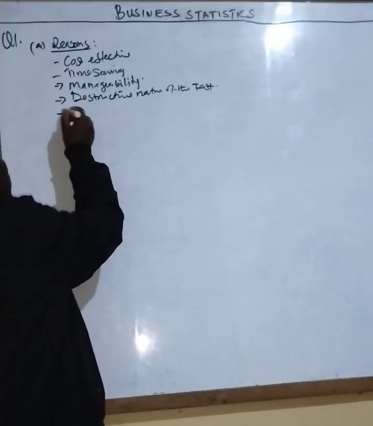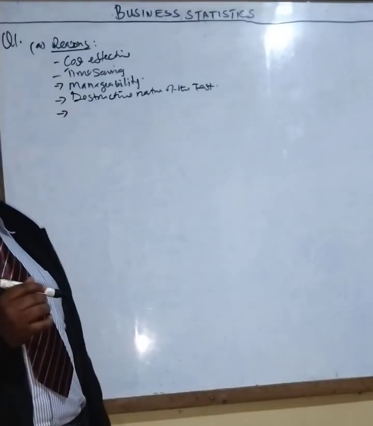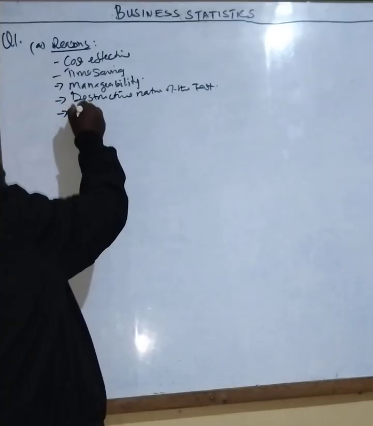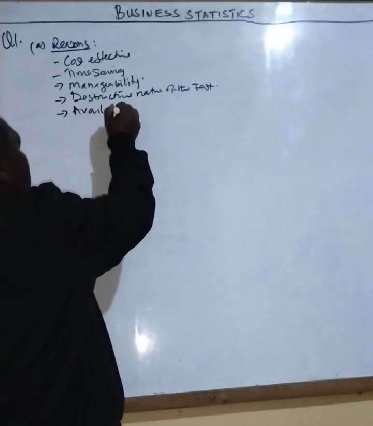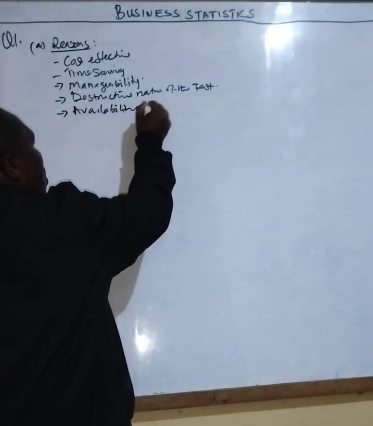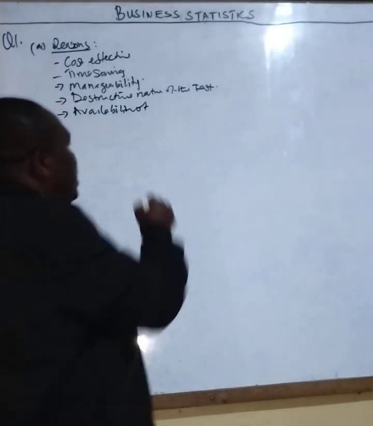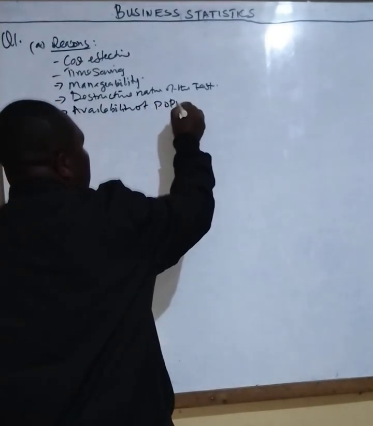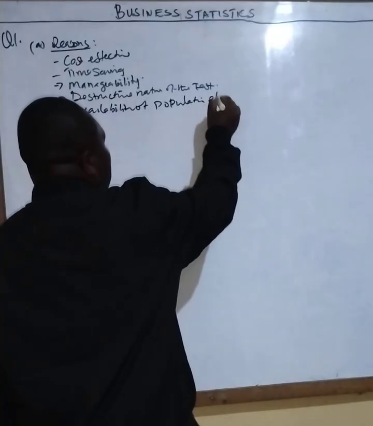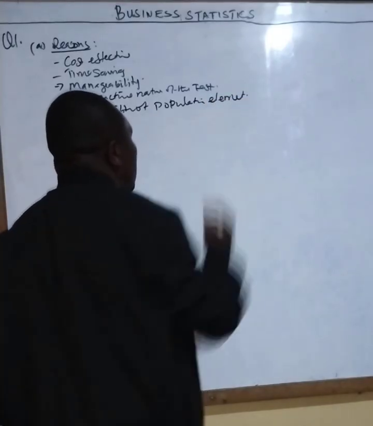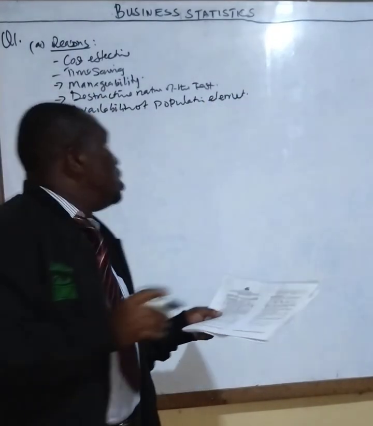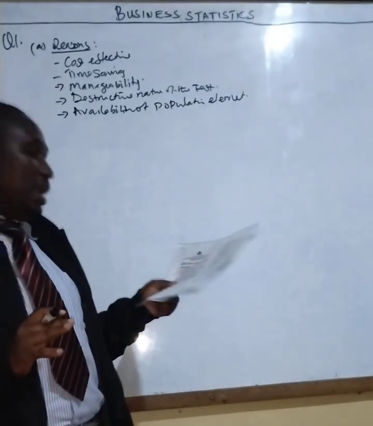The fifth reason why we do sampling is the availability of population elements. Those are some of the reasons why we prefer to use sampling.